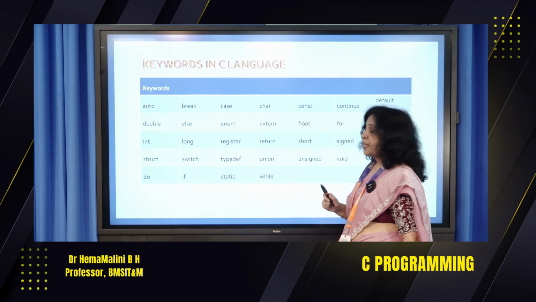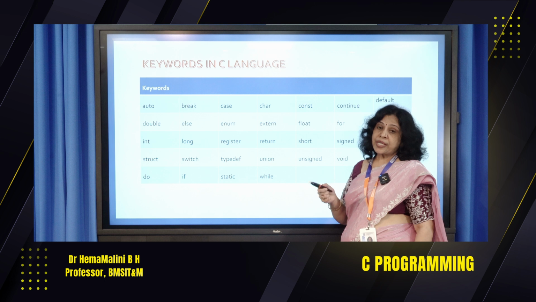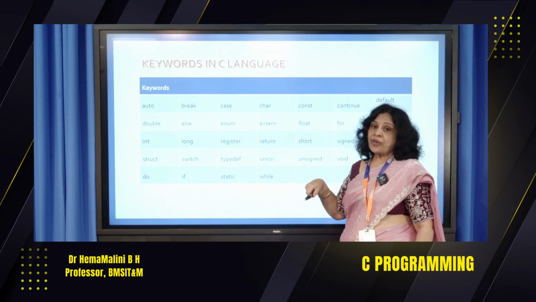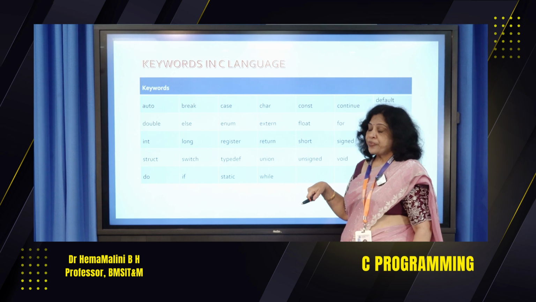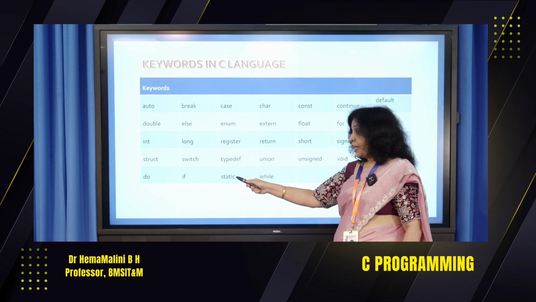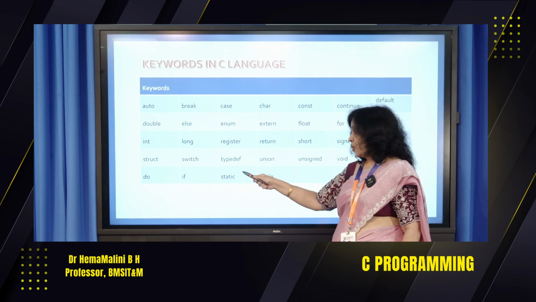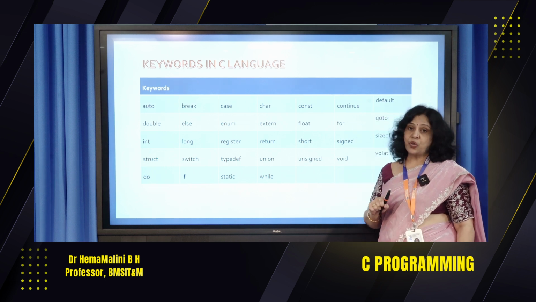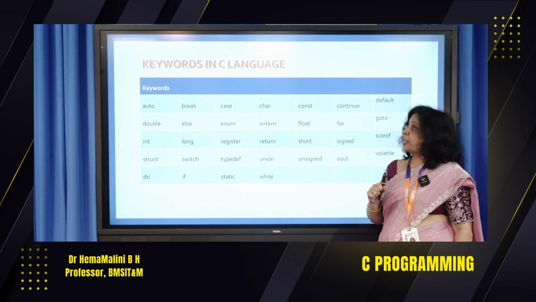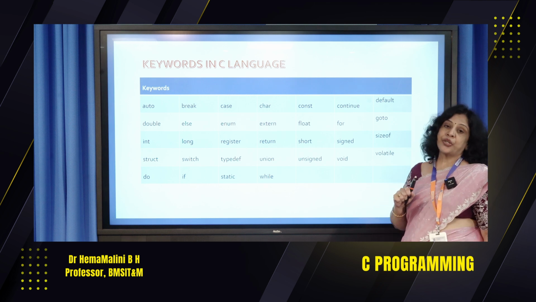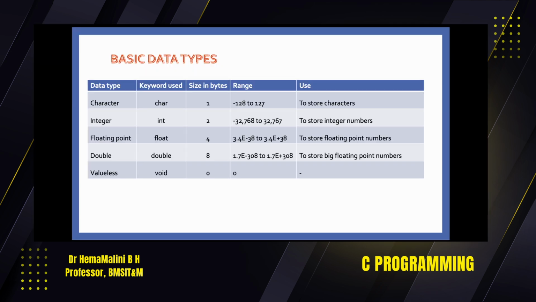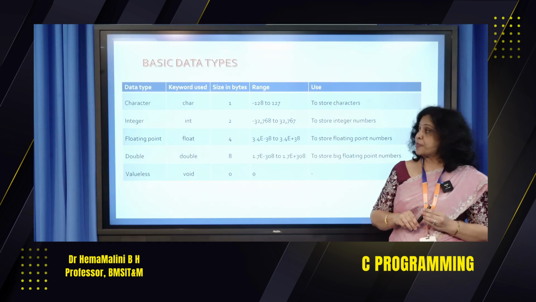Static is again a data type. If you say static int, it is going to be initialized only once, but the later values will be updated. Initialization in static is done only once. Coming to while, it is again used for a loop. So these are the 32 keywords used in C language. Coming to basic data types.